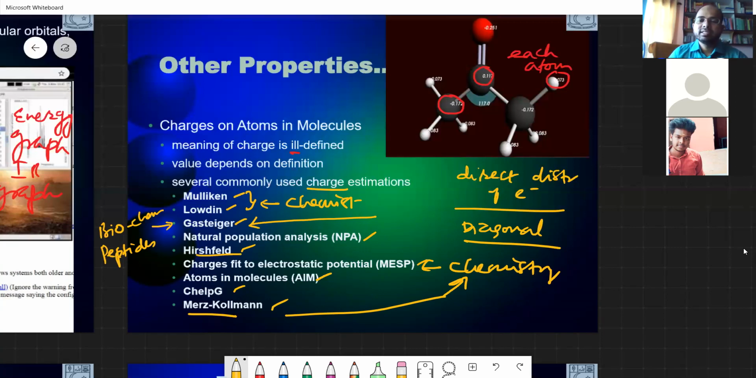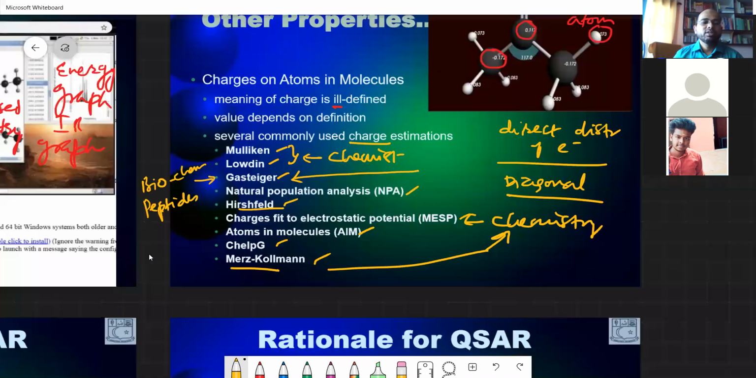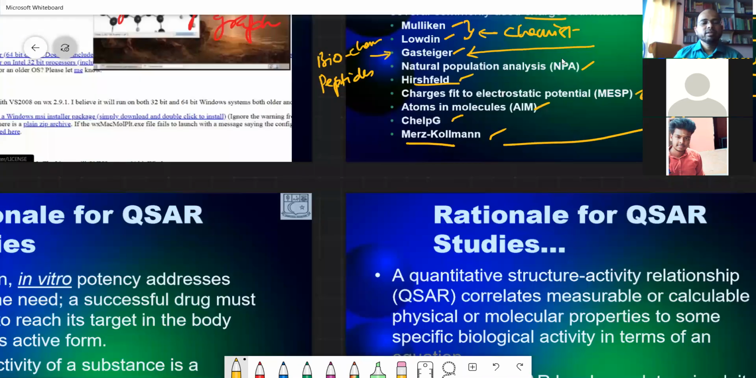Why do we have so many charges? Because one particular charge is not able to give a satisfactory explanation for certain behavior. So they have defined several charges and have supported their concept, and therefore the names are being given. These are some of the charges.